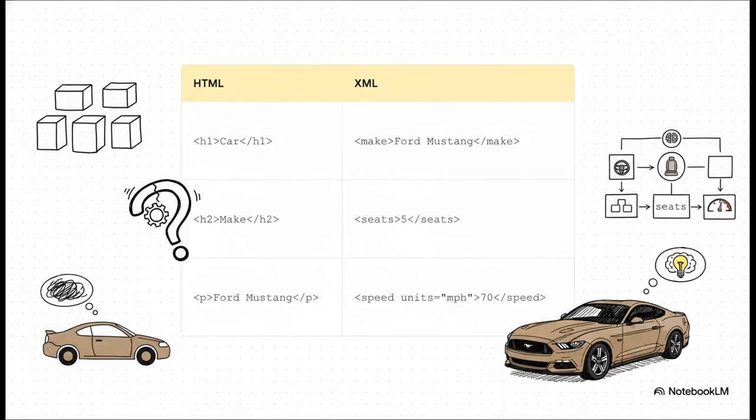And this is where you can really see the difference in action. Look at the HTML on the left. You've just got text with some display tags. A browser sees H1 car and knows to make the word car big, but it has no idea what a Ford Mustang actually is. But now look at the XML on the right. The tags themselves describe the data. It's not just text. The code says this is the make, this is the number of seats, this is the speed. The information has structure and meaning.